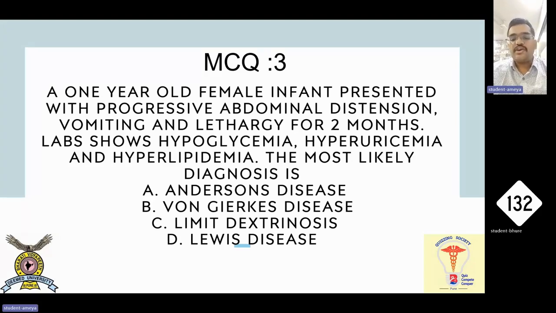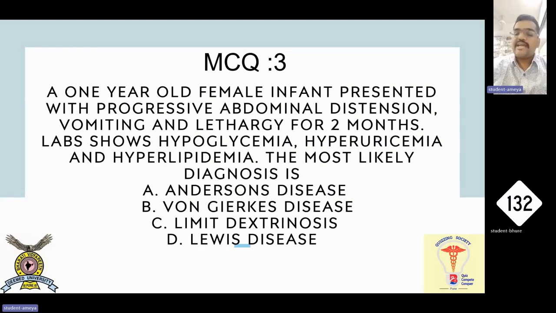Hypoglycemia, hyperuricemia. If you remember, I have taught you in the clinical features of the last video that whenever a glycogen storage disease presents as hypoglycemia and hyperuricemia, it is von Gierke's disease. So the answer is option B, von Gierke's disease.